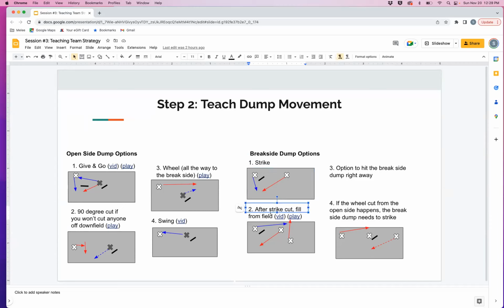I'm sorry to interrupt, but can you explain the break side and the open side for some of the coaches? Oh, yeah. So open side means that you're on the side of the thrower where the mark is. So if you're being forced flick, and the dump is on your flick side, the dump is on the open side. Break side means you as the dump have set up behind the mark. So here, the mark is forcing flick, and this person is set up behind the mark. So they're on the backhand side, so they're on the break side.